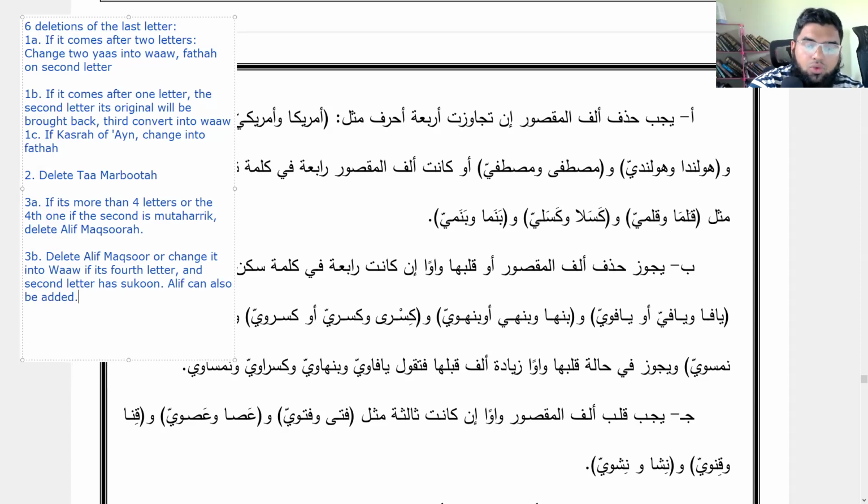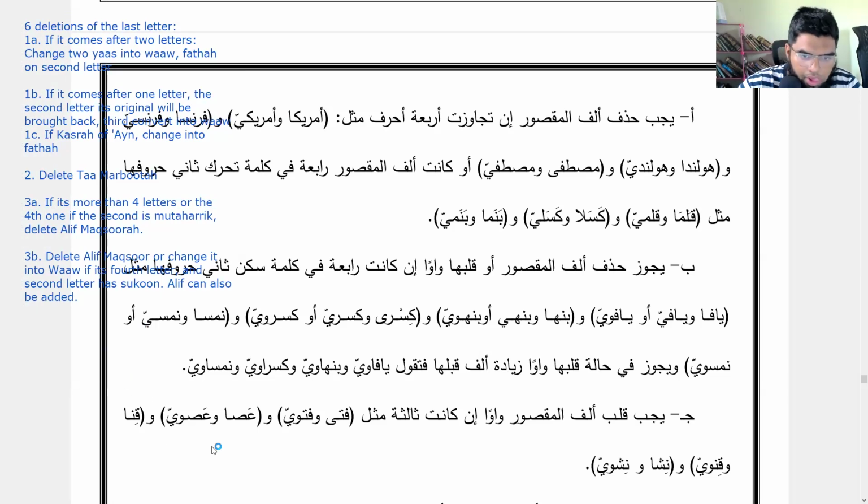So there are three ways you can say it when the second letter has a sukoon and with Alif Maqsoorah. Banha, Banhi, Banhavi, and Banhaawi. And Kisra, something written King Kisra, Persian king, Kisravi or Kisri or Kisraawi. And Nimsa, Nimsavi, Nimsi, like that. Okay.